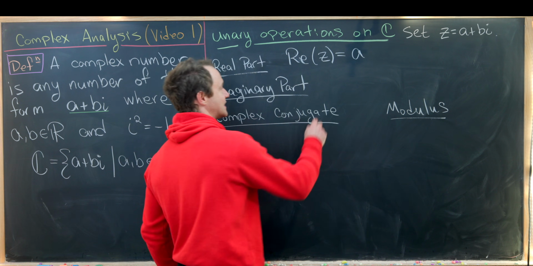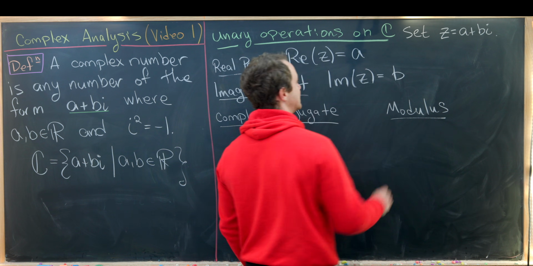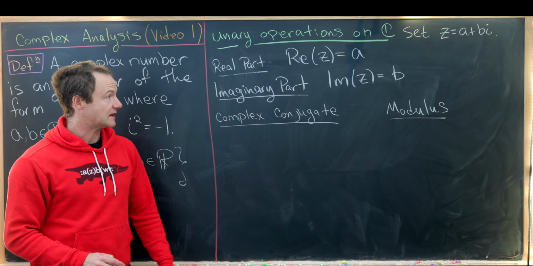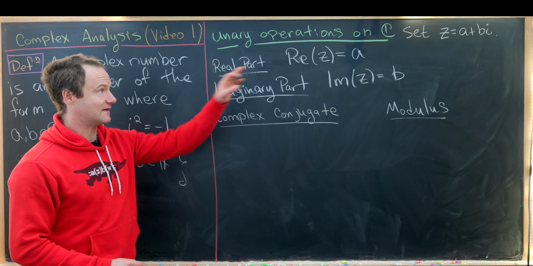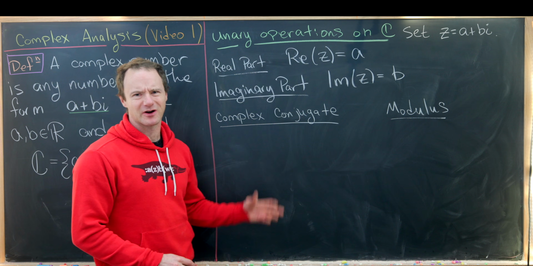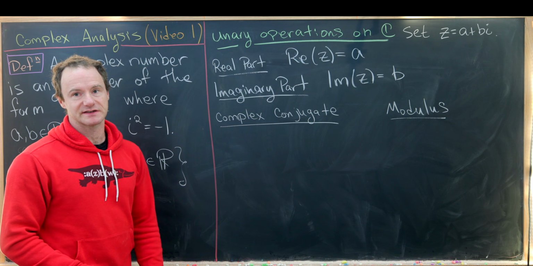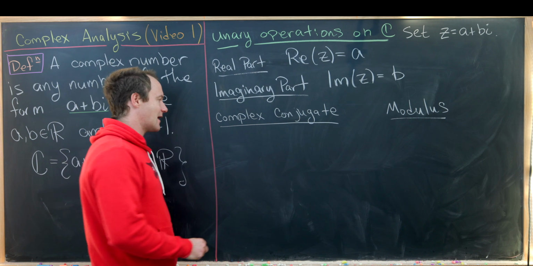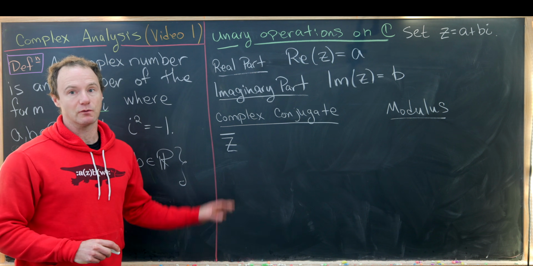Okay, now what's the imaginary part? There might be a little bit of a question here. Is it b or is it bi? But it's really just b. So in other words, the coefficient of our imaginary number i in the expansion of z. Okay, so there's real part and imaginary part. I don't think we need to say so much about that. Now let's move to the complex conjugate. So we denote that with an overline. So here we'll say z bar, and that's how we'll read it.